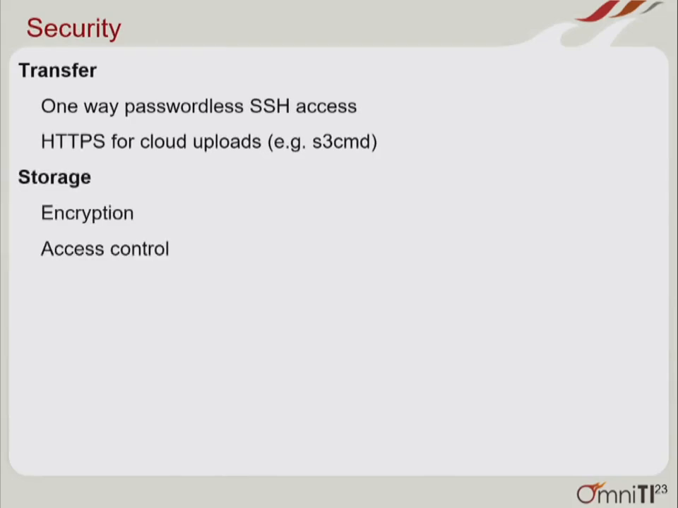Security, just a quick look since I'm apparently short on time. The first thing is in transfer, especially when you're setting up replication: make sure you have passwordless SSH access. Make sure you don't have two-way access because you really don't need it. You only need the slave to be able to talk to the master. HTTPS for cloud uploads: if you're uploading backups to S3, for example, make sure HTTPS is on.